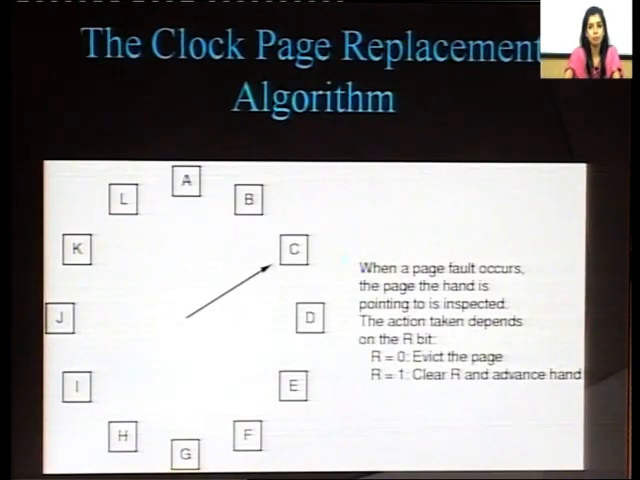Next is the clock page replacement algorithm. When a page fault occurs, the page the hand is pointing to is inspected. The action taken depends on the R bit. If R is 0, the page can be replaced. If the value of R is 1, clear R and advance the hand. So if R is 0, the page is going to be replaced, and if R is 1, the reference bit is 1, so it cannot be replaced.